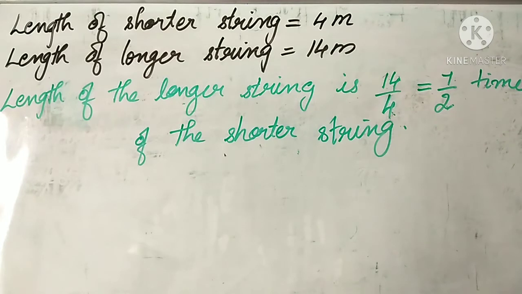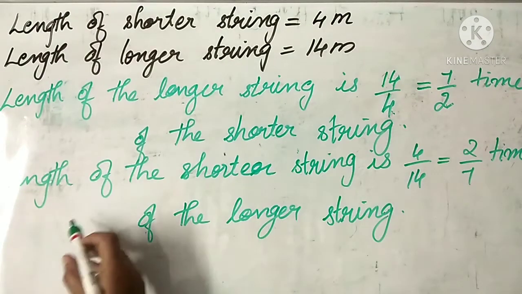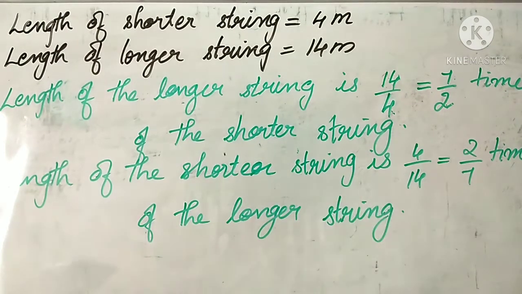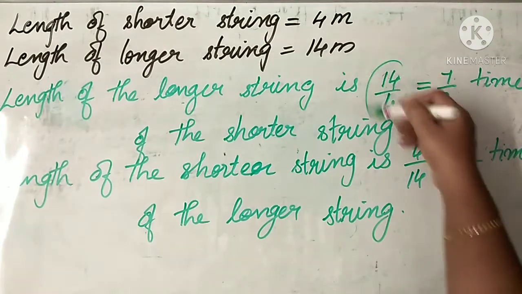Now, second question is, what fraction of the longer string is the shorter string? That we can write as length of the shorter string is 4 by 14 times, the reciprocal of this.